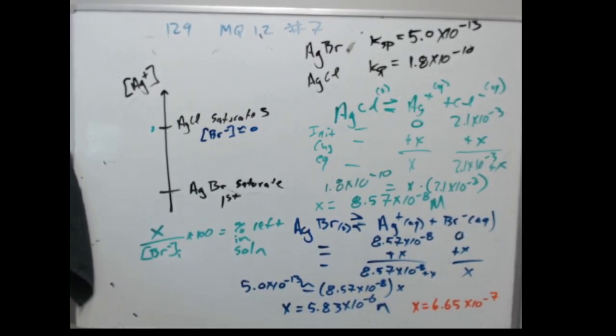I solve. I get x equals 5.83 times 10 to the minus 6. And we go, oh no, the x small approximation is not valid here. Right? My x value is bigger than my initial concentration. The only way that x is small works is if x is significantly smaller than the initial concentration. Here the initial concentration is 8.57 times 10 to the minus 8. My x is bigger than that. No good.